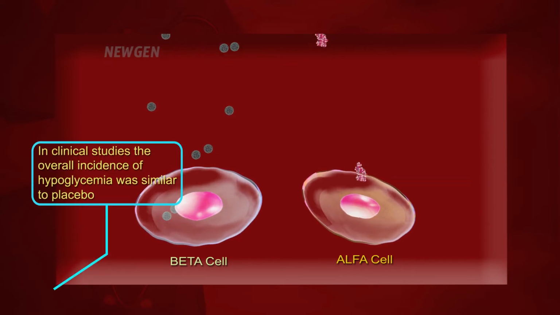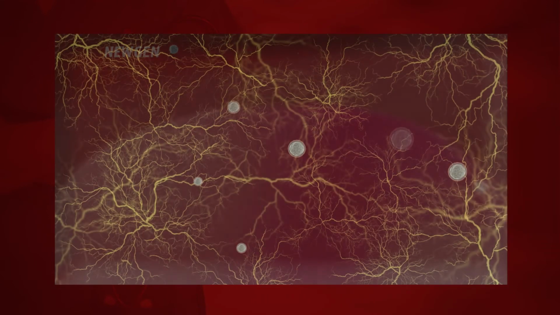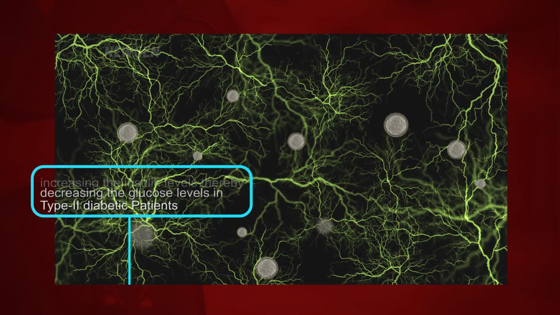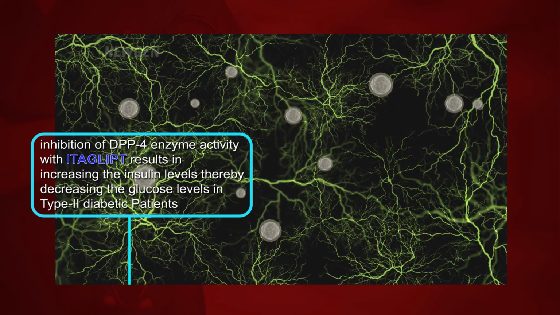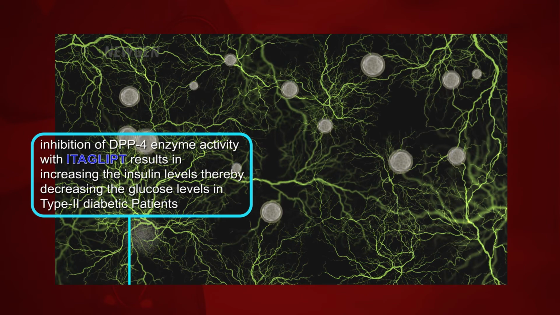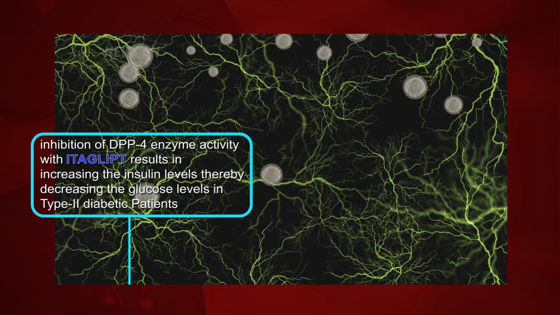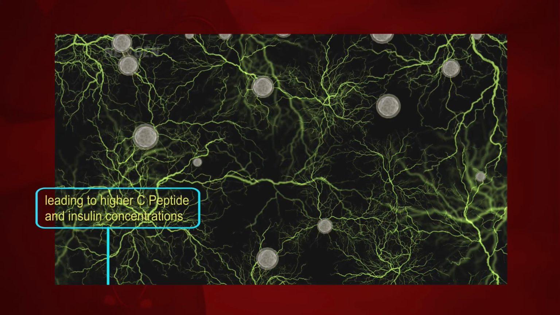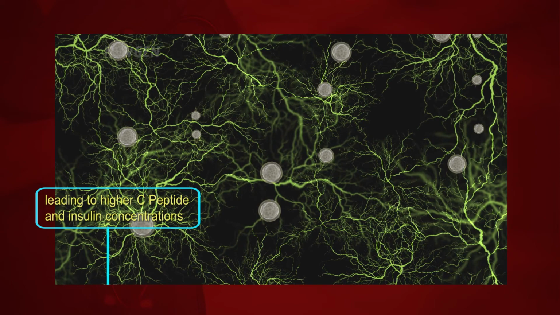In clinical studies, the overall incidence of hyperglycemia was similar to placebo. Inhibition of DPP4 enzyme activity with sitagliptin results in increasing the insulin levels, thereby decreasing the glucose levels in type 2 diabetic patients, leading to higher C-peptide and insulin concentrations.